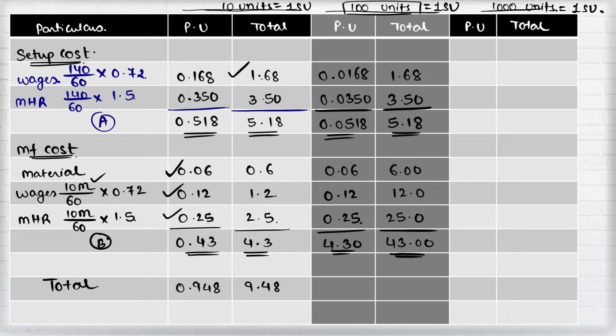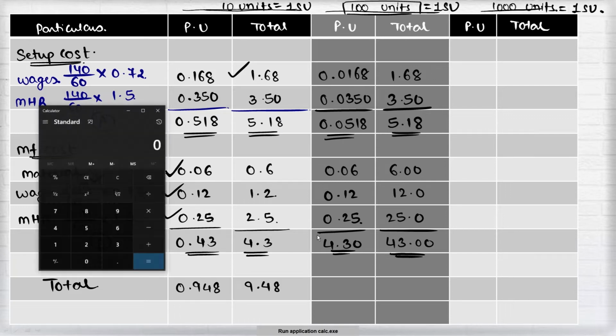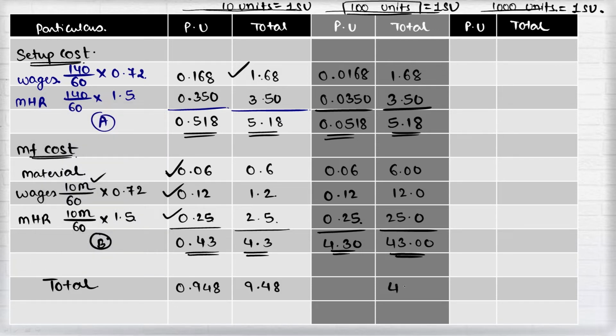So 5.18 plus 43 will be 48.18. This will be 0.4818. Is the cost reducing? Yes. See, per unit. What was the cost per unit before? 0.948. Now what is cost per unit? 0.4818.